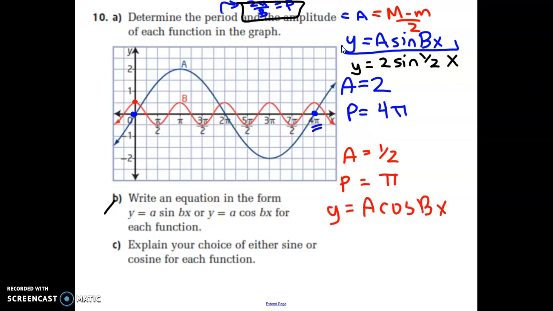Alright, so let's look at our red graph now. The red graph we're going to say is a cosine graph because it starts up at 1. The amplitude we already said is half, so I'm going to put half in for A. Now the period is pi. Remember that normally the period would be 2 pi, but this period is only pi. So what did I divide by to get the 2 pi to pi? 2. Right. So B would be 2. And that would be making up the equations.